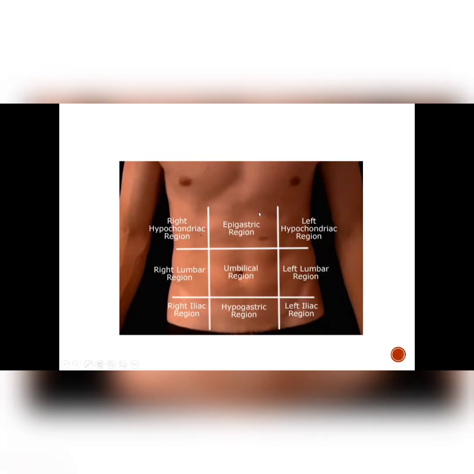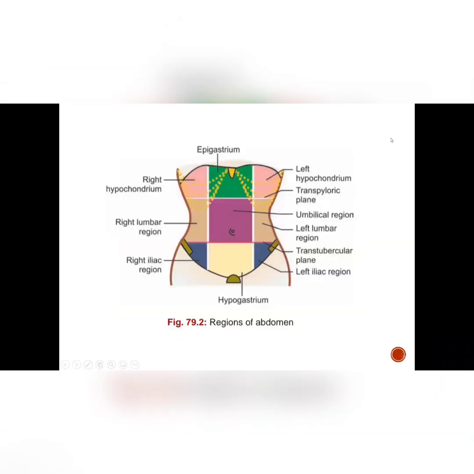So you've learned the names of the 3 regions present in the midline. On either side of the epigastric region, we have the right and left hypochondriac region. On either side of the umbilical region are the right and left lumbar regions. And on either side of the hypogastric region are the right and left iliac regions. So please learn this diagram from your textbook.